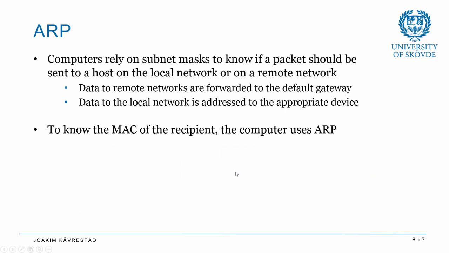So computers rely on the subnet mask to know if a package should be sent to a host on the local network or on a remote network. Data for a remote network is forwarded to the default gateway, and data for a device on the local network is addressed to the appropriate device using the MAC address. But to know the MAC address of the recipient, the computer has to use some technology, and that technology is ARP, or Address Resolution Protocol.